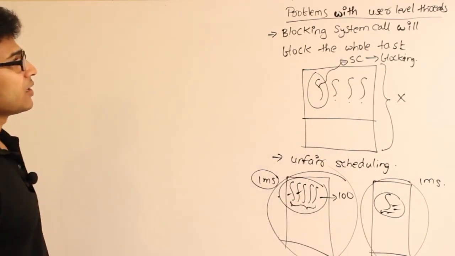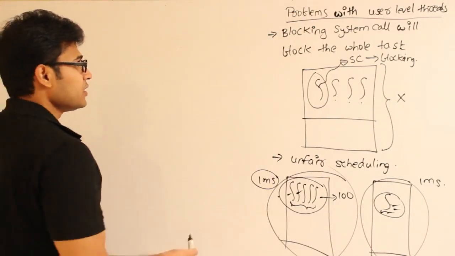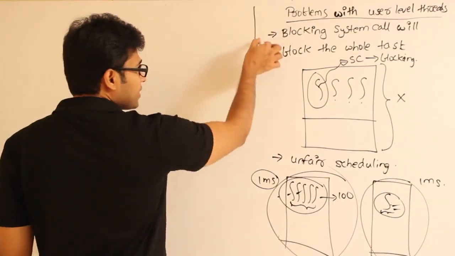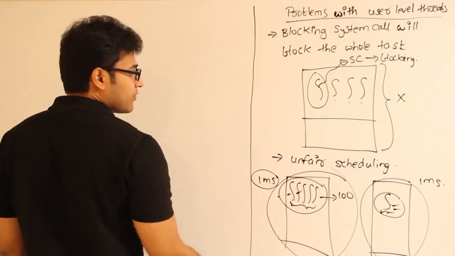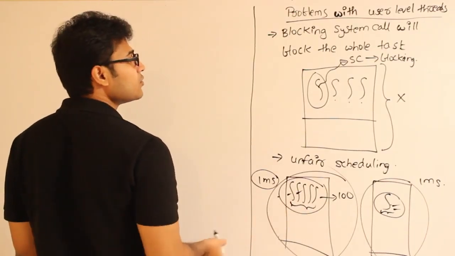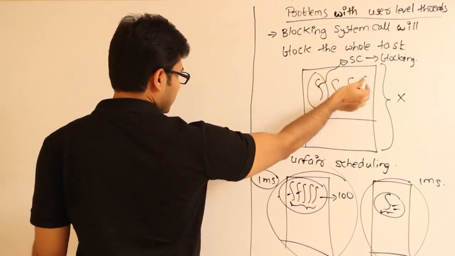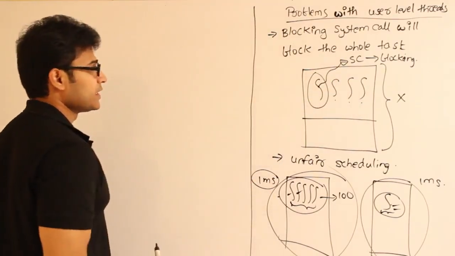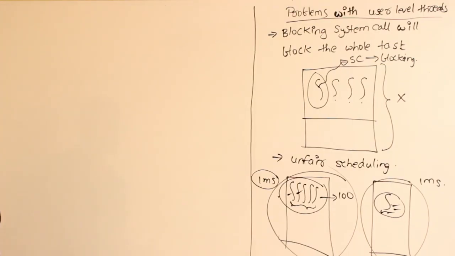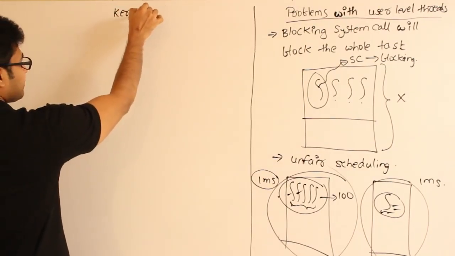So in order to overcome this disadvantage, the only solution is to let the kernel know that we are having threads, and to let the kernel know that it is only one thread which is getting blocked and you can schedule the other threads. So for this reason we are going to use the solution called kernel level threads.